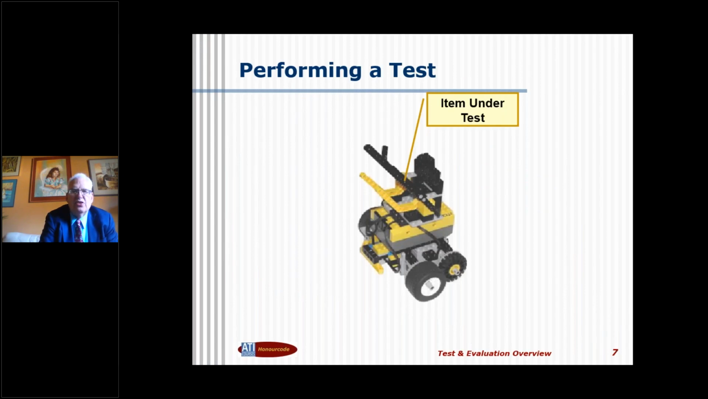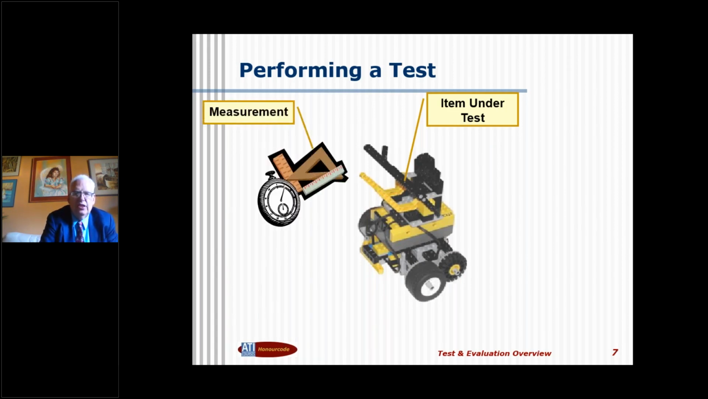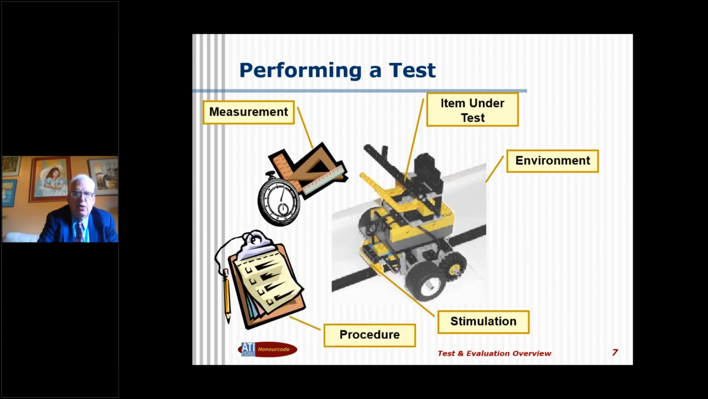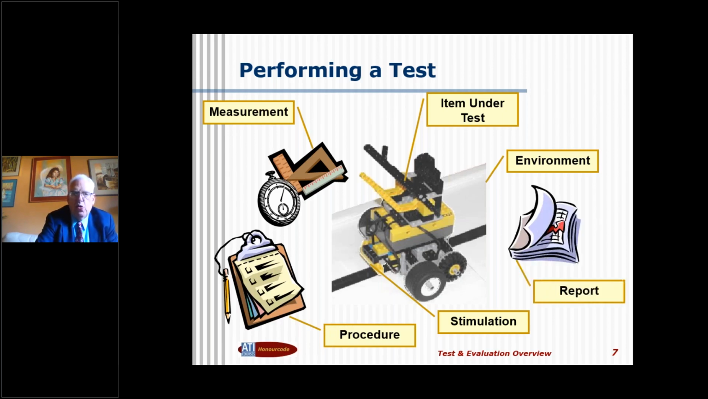We'll be using an item under test to perform this. This Lego robot looks a little bit like this. We'll be doing measurements, like in real life, for this system. We'll have some stimulation. We'll have the environment, the test track, boards, etc., that you might be using with this Lego robot. We'll have various procedures that students will come up with. And we'll have a report afterwards that shows what they tested, what passed, what failed, how much confidence they have in it, etc.